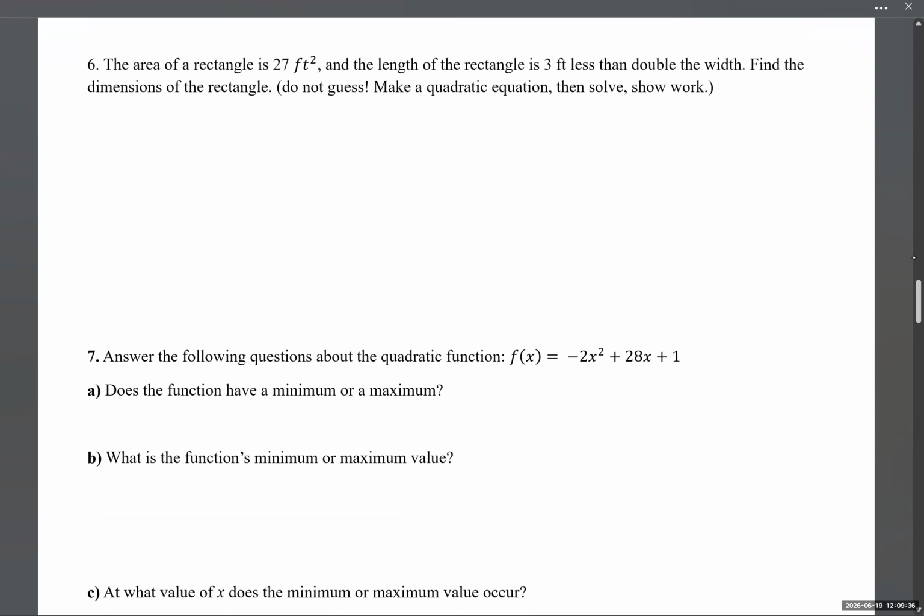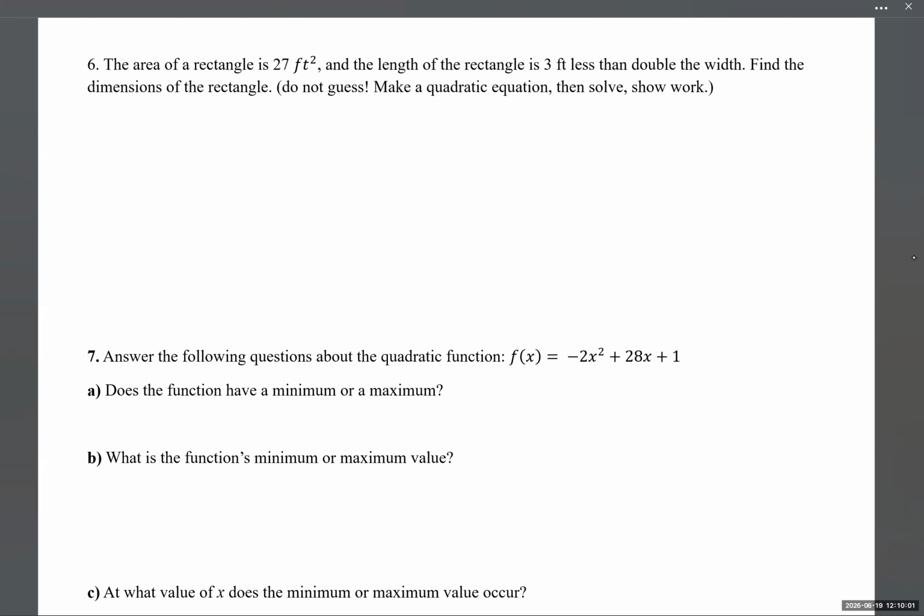Number 6 is a word problem. We have an area of a rectangle that's 27 square feet, and the length is 3 feet less than double the width. Find the dimensions of the rectangle. Please do not guess on these problems. You need to make a quadratic equation, or in this case, a system of equations, and then solve. All the work should be shown.